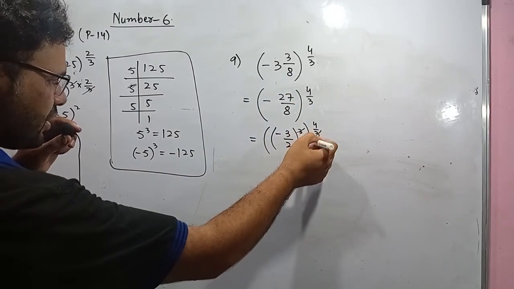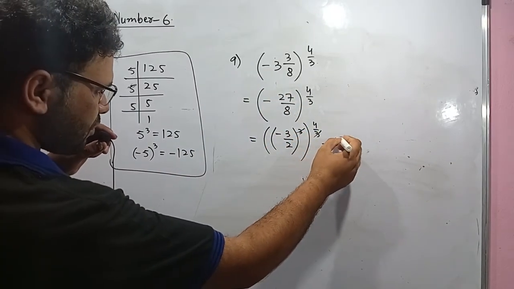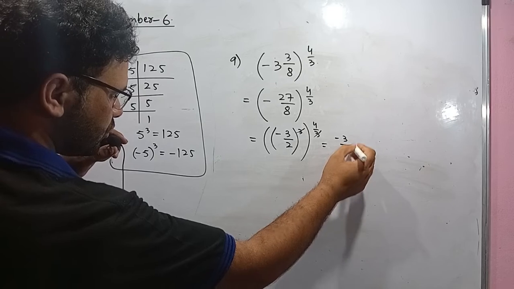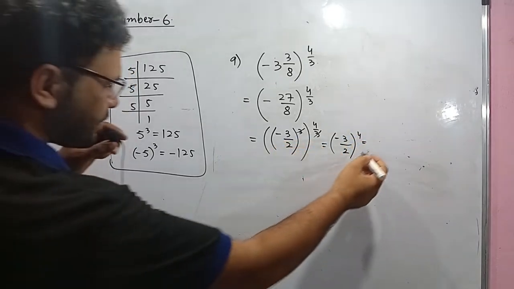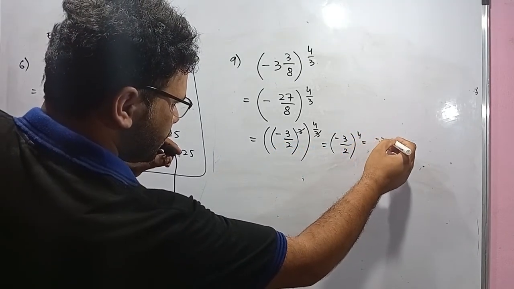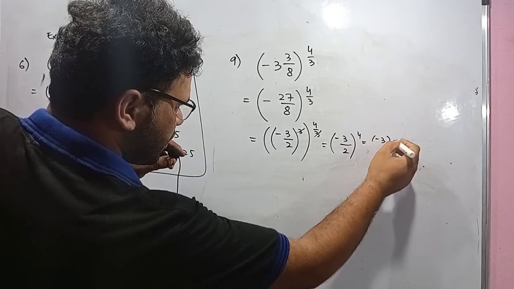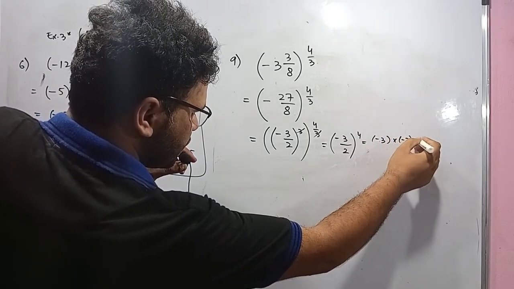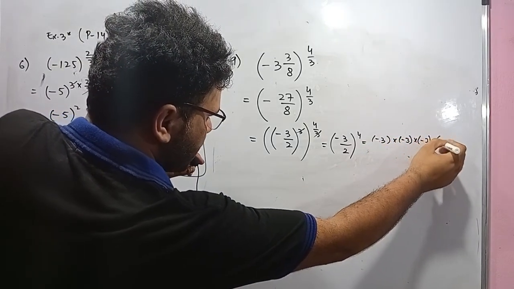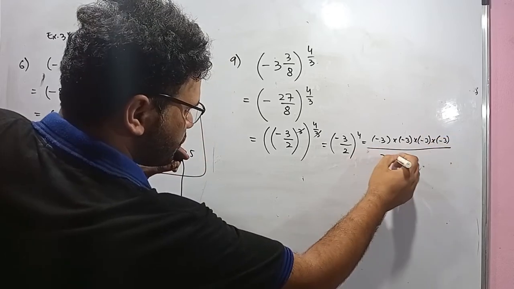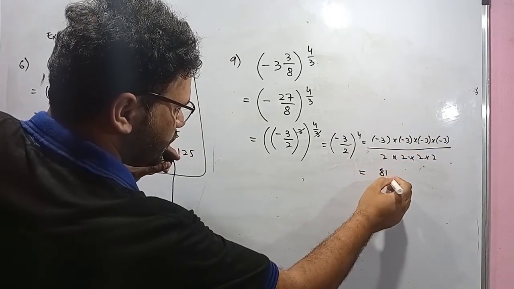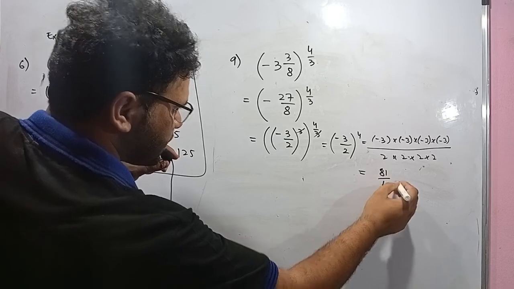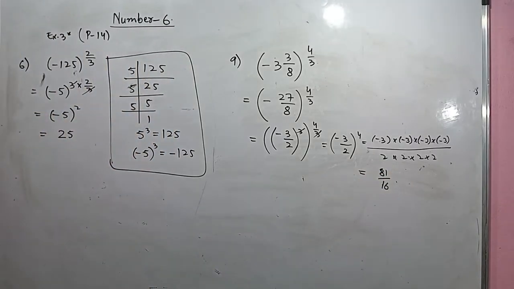This 3 and 3 will cancel out, so it's minus 3 by 2 whole to the power 4. That is minus 3 into minus 3 into minus 3 into minus 3 whole divided by 2 into 2 into 2 into 2. 3 3s are 9, 9 and 81 divided by 2 to 4, 4 16, is the answer. This was the ninth one.